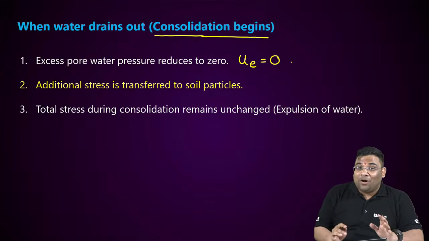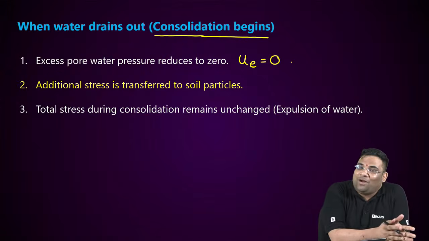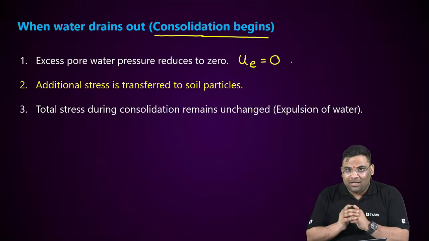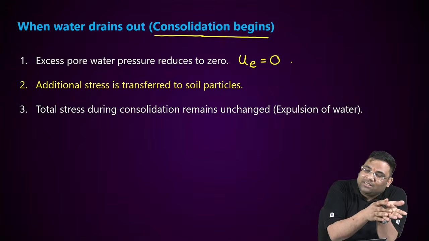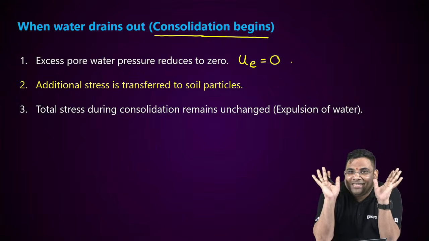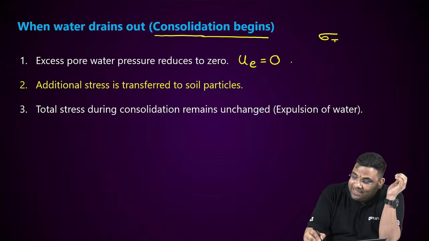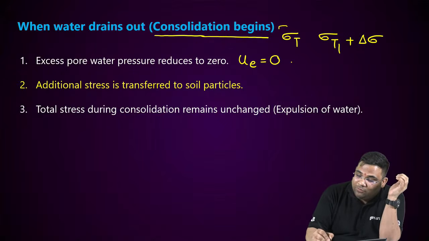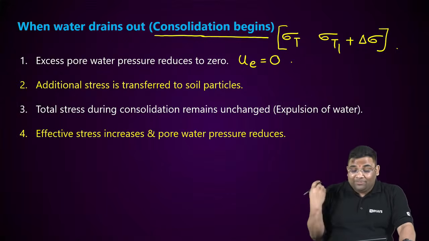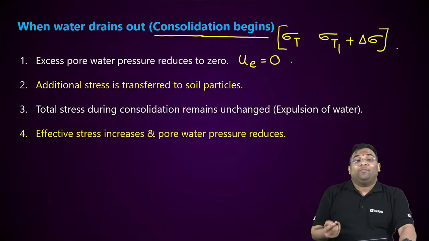Total stress during consolidation remained unchanged. Why? Because before the expulsion of water, that additional stress was taken by water. After the drainage, it is now taken by soil particles. So total stress didn't change. It became sigma T1 plus delta sigma. This is the total stress throughout the process of consolidation. But the effective stress increased and pore water pressure reduced during the drainage.